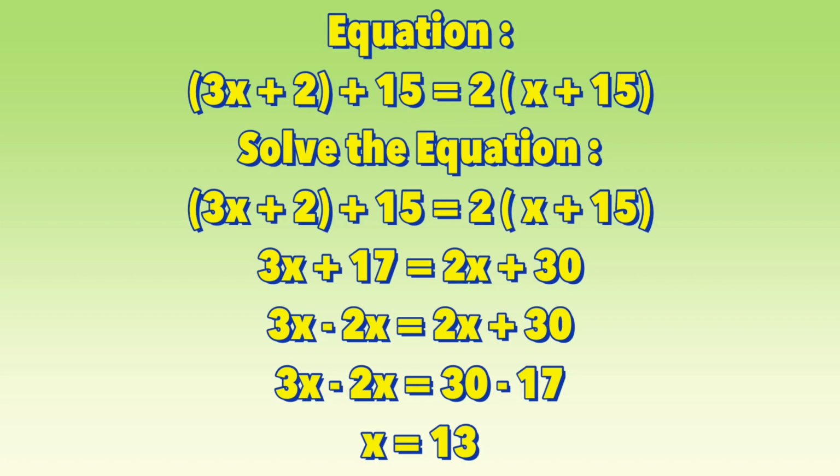Before we simplify, we transpose all the variables to the left side of the equation and the constants to the right side. So 3x, then we transpose 2x to the left side, and it becomes negative 2x, equals 30. Then we transpose the positive 17 to the right side, and it becomes negative 17. We simplify: 3x minus 2x equals x, and x equals 30 minus 17 equals 13.